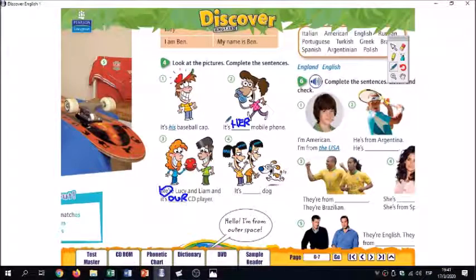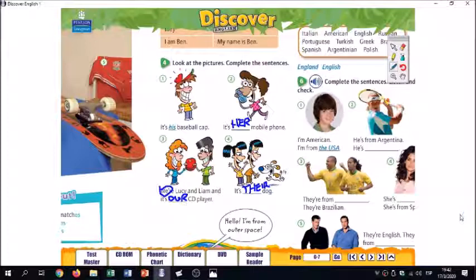Okay, and the last picture, we have two children here with a dog. So, ¿qué adjetivo posesivo creen que podría ir en este caso? Si son dos personas, estamos hablando de ellos. So, the subject pronoun is they. Now, what is the possessive adjective in this case? ¿Cuál sería el adjetivo posesivo? Very good. It's their dog. Okay, very good.